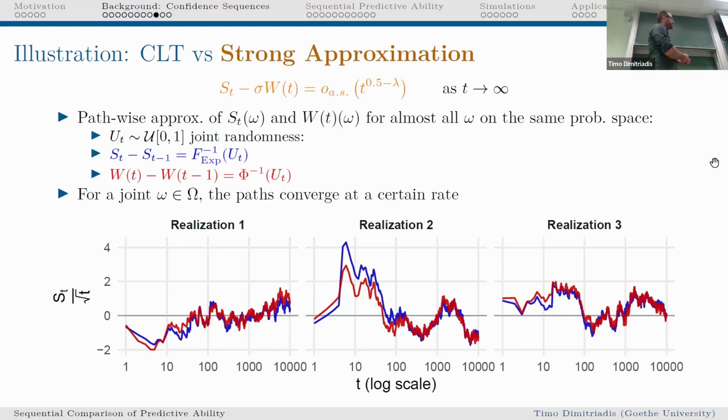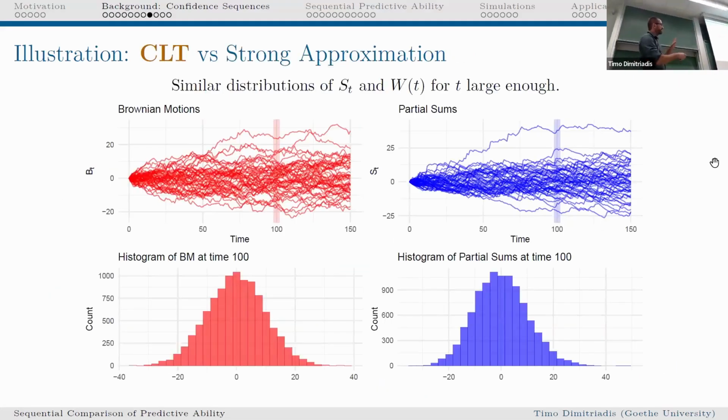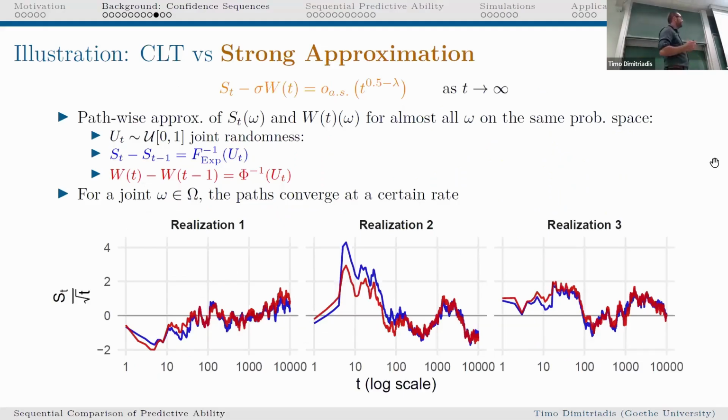So what that means is that if you plot that for one realization, so for one path of realizations omega, for these U_t, then you get these two processes in blue and red. For the second realization like that, and for the third like that. And these processes are close together, and by that rate, which is even a bit faster than square root t. So it doesn't really contradict the CLT. You might ask, if you have a faster rate than square root t, then what about the CLT? This is simply a different notion of convergence.